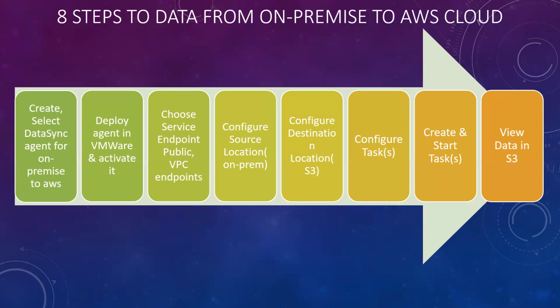So here we start with the 8 steps, which include creating an agent, deploying an agent in your VMware and activating it, choosing a service endpoint, either public or VPC endpoints, depending on the requirement, configuring a location, which is the source, here on-prem for us, and configuring a destination. In this example, it would be S3, and now creation and configuration of the task. On completion of the task creation, we can start the execution of the task and later view the data in S3.